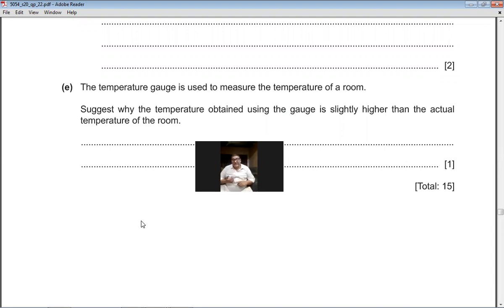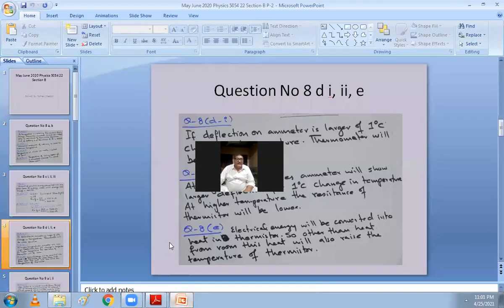Because when the electric current is flowing through the thermistor, the electric energy is converted into heat or thermal energy. So the temperature of the thermistor is a little higher, because it's also getting that heat and heat from the room. So the temperature which is noted by the thermistor will be more than the temperature of the room. So let's check what I have written as an answer.